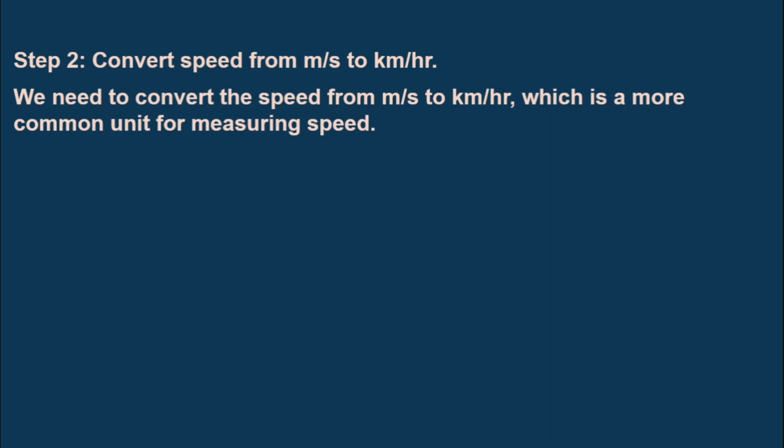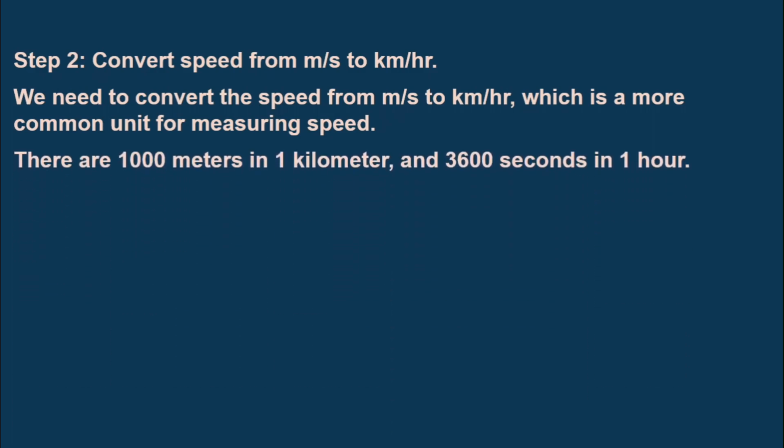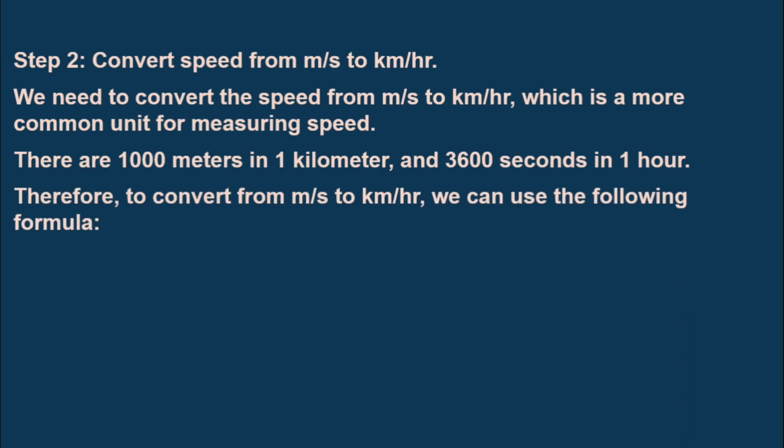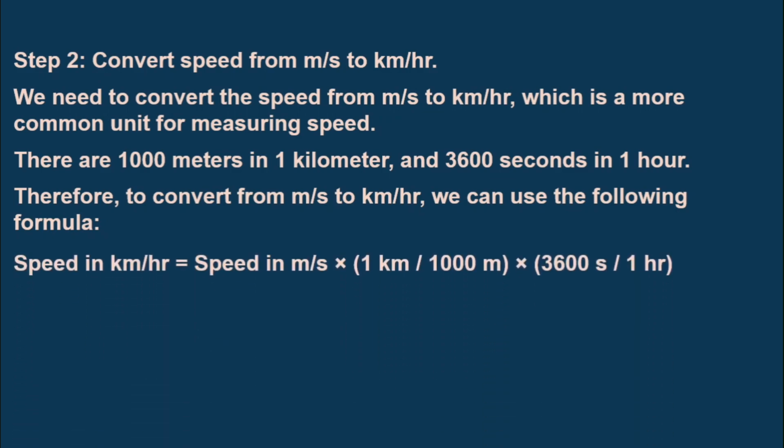We need to convert the speed from meters per second to kilometers per hour, which is a more common unit for measuring the speed. There are 1000 meters in 1 kilometer and 3600 seconds in 1 hour. Therefore, to convert from meters per second to kilometers per hour, we can use the following formula. Speed in kilometers per hour is equal to speed in meters per second multiplied by 1 kilometer per 1000 meters and then further multiplied by 3600 seconds per hour.